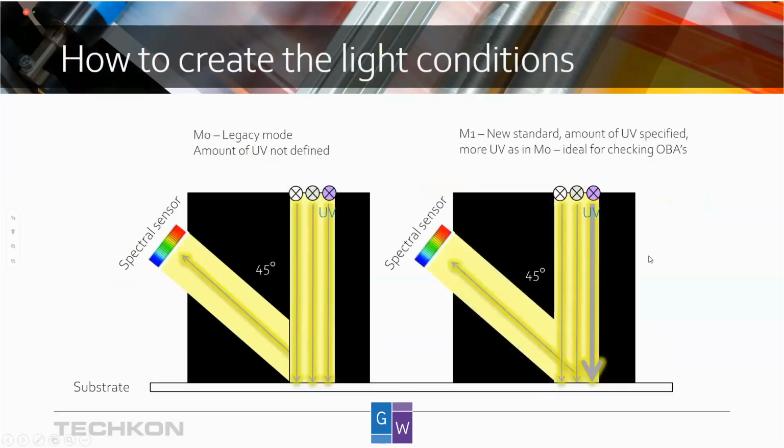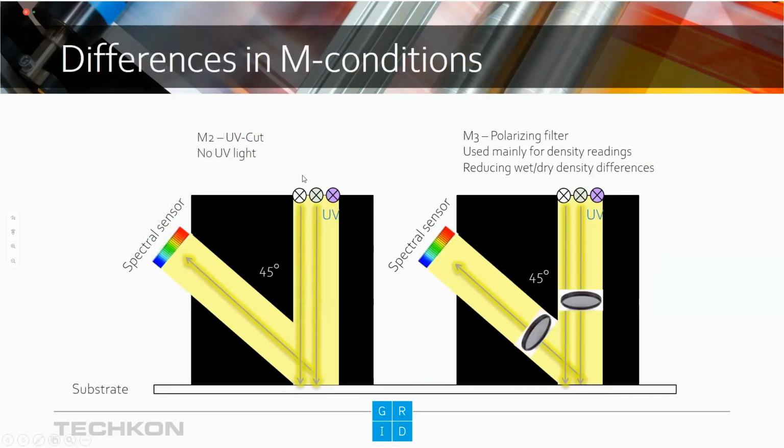In our instruments, we first of all have to simulate the old standard as well. So we control the amount of UV light of the UV LED to simulate the M0 condition. If we have to fulfill the requirements of M1, we increase the UV amount of light. And for M2, we just turn the UV light off. That means we have no UV light. It's the same as UV cut.